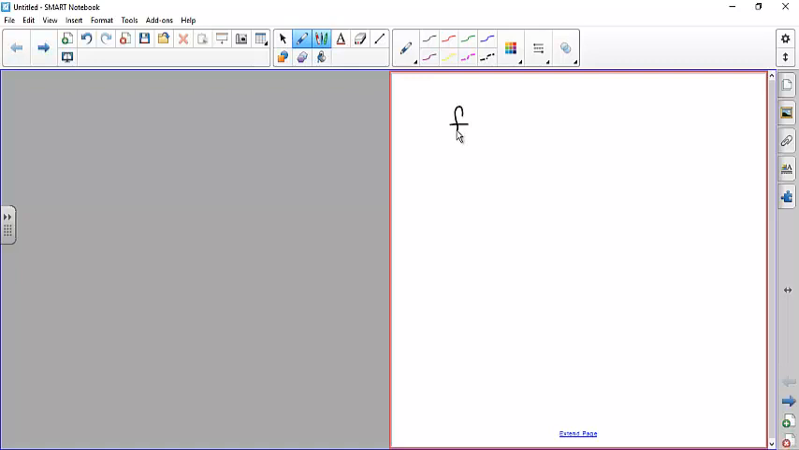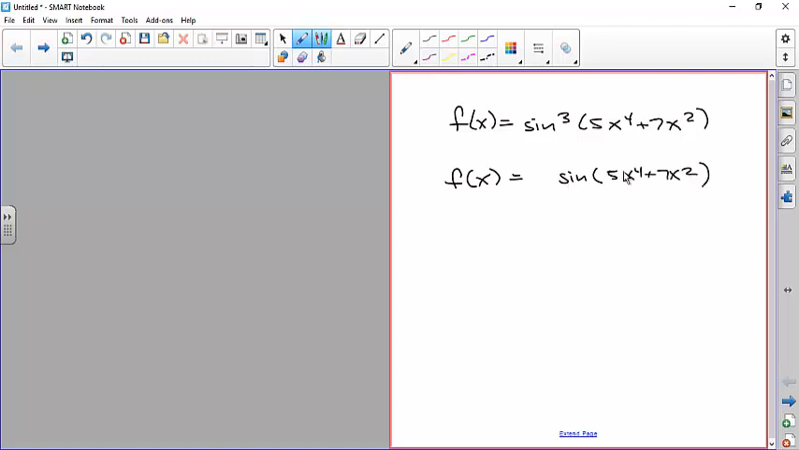So the problem was f of x equals the sine cubed of 5x to the fourth plus 7x squared. So the first thing you do, just like we did on the other problems, is you rewrite the sine cubed as the sine, the quantity cubed. So you have sine of 5x to the fourth plus 7x squared, and then you put a parenthesis around it. So the whole thing's cubed.